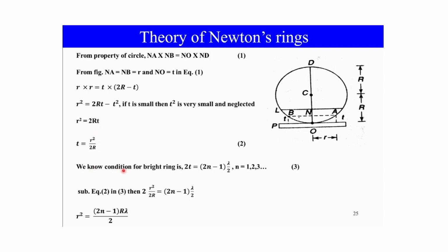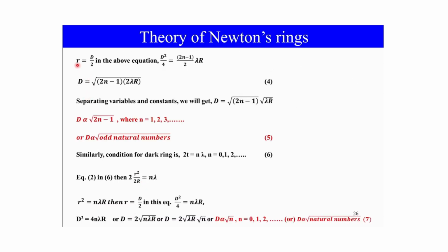Now our concept is to derive conditions for the bright ring. This we already discussed in the previous class. So 2t is equal to (2n minus 1) into lambda by 2, where n is equal to 1, 2, 3 and so on. Now in this equation number 3, substitute t is equal to r square by 2R. So that is 2 into r square by 2R, in the place of t, is equal to (2n minus 1) into lambda by 2. So here this 2 and this 2 are going to cancel. The remaining part is r square is equal to (2n minus 1) into R lambda divided by 2.